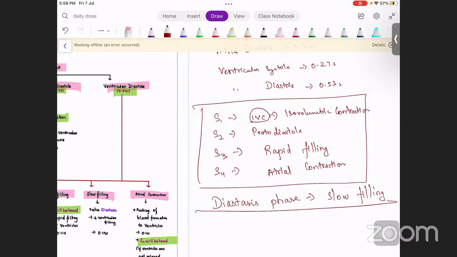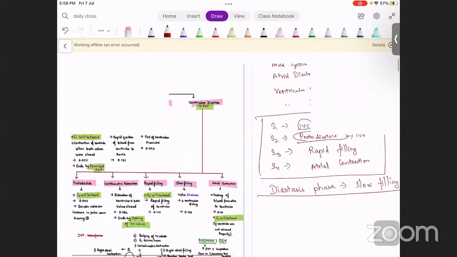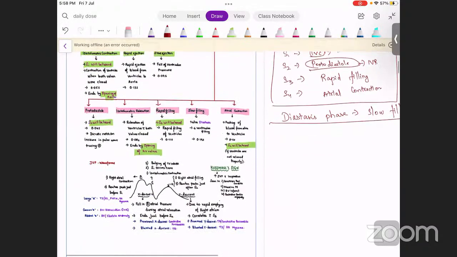Protodiastole, for example for S2. If protodiastole is not given to you, then isovolumetric relaxation is the second preferable option.